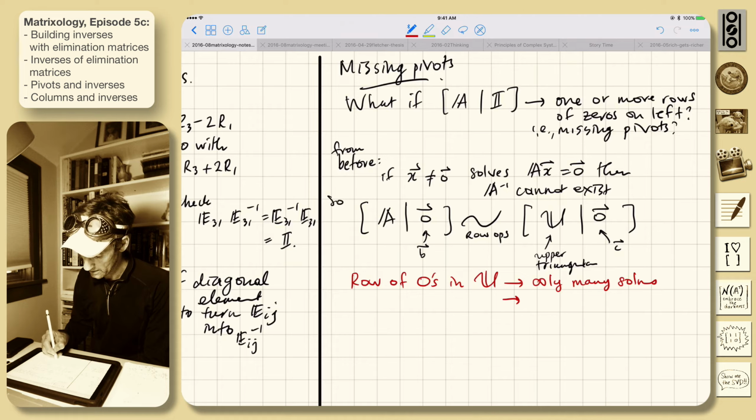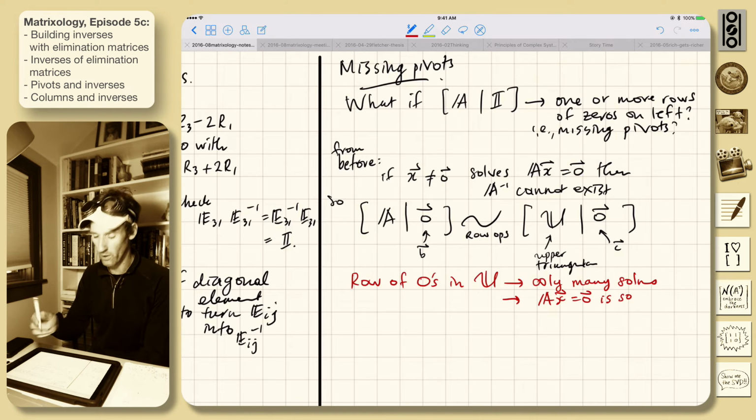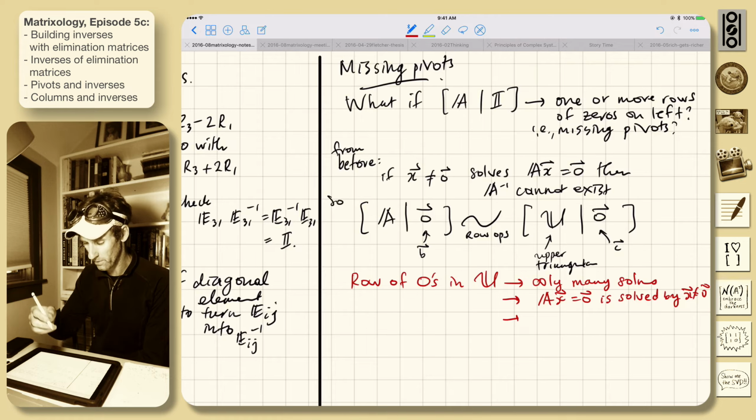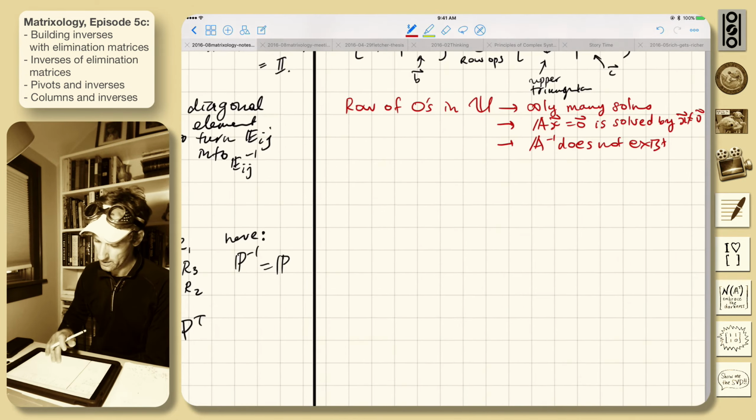Which means Ax equals 0 is solved by, I mean, obviously 0 works, but is solved by x not equal to 0, which because of our little result before, means A to the minus 1 does not exist. Okay, fine. So I'll give you a quick example.